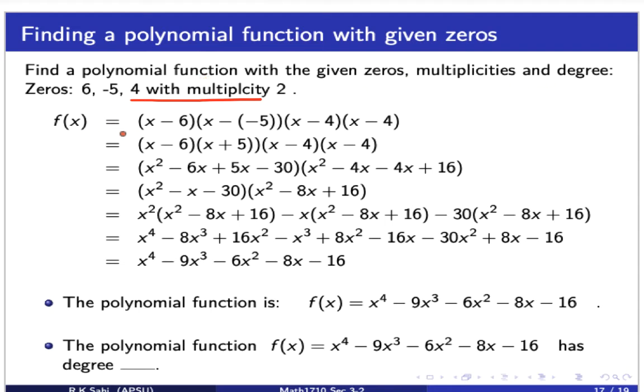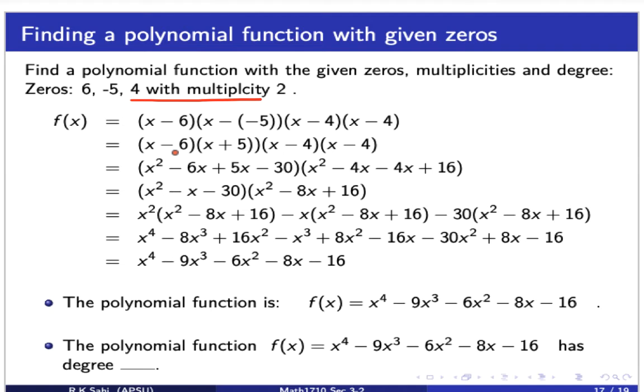So the first thing is, write down the function as (x minus 6)(x minus of minus 5), because minus 5 is this. So that's how you write it down. The factors are written as x minus of whatever the zero is. And multiplicity 2 means (x minus 4)(x minus 4). So when we open this up, what do you get? (x minus 6) times (x plus 5). That's what we're getting. (x minus 4)(x minus 4) just basically comes down.